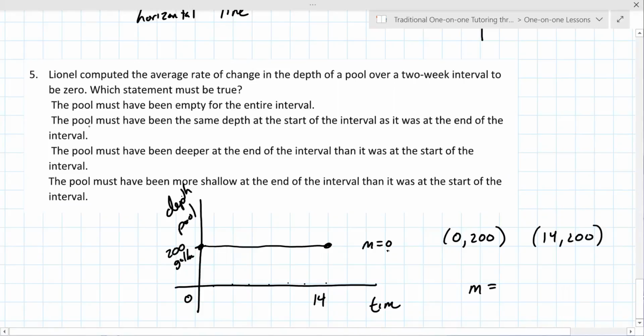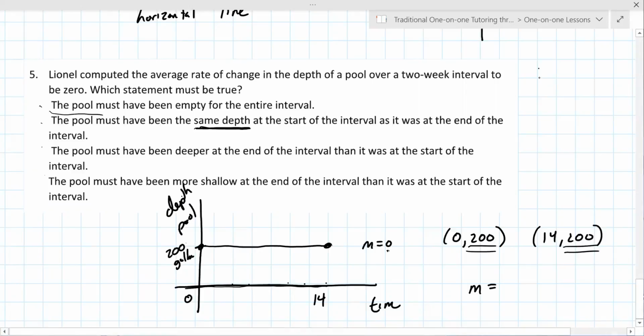We're going to read these, and I know you want to go read them, but a little bit of work beforehand will help. The water level is the same at the start and the finish. Right. Okay. So now that you know that, it's easy to read each of these and say, oh yeah. Now, must the pool have been empty for the entire interval? Well, maybe, but that would mean it was down here at 0. What does the next one say? The pool must have been at the same depth. And is that what this suggests here? Yes.